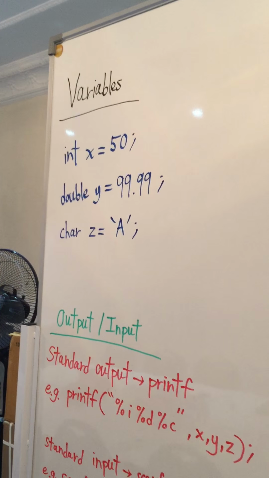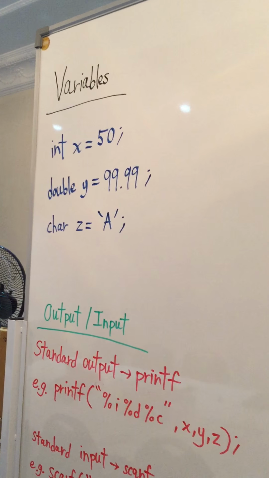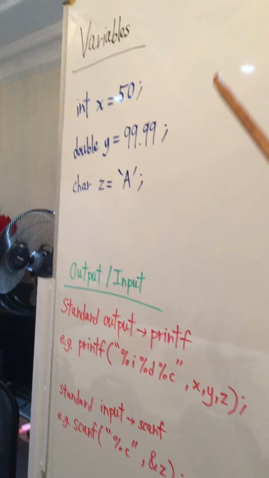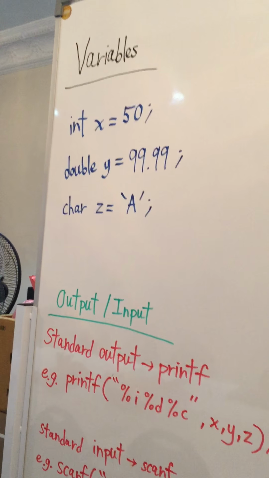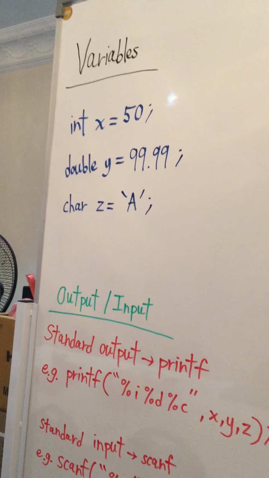Use either of these two variables to store real numbers, or any type of number that contains decimal points in them. The third type of variable you should know about is character, or char. Use this variable to store one alphabet or one letter and no more than that.